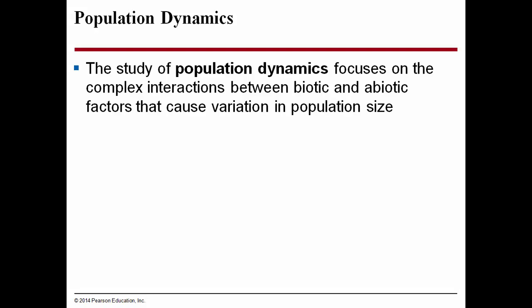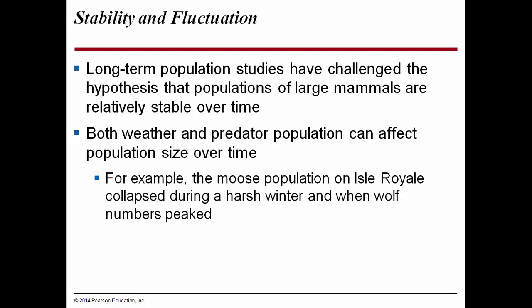The study of population dynamics focuses on complex interactions between biotic and abiotic factors that can cause variation in population size. Long-term population studies have challenged the hypothesis that populations of large mammals are relatively stable over time. Both weather and predator population can affect population over time. For example, the moose population of Isle Royale collapsed during a harsh winter when wolf numbers peaked. So that's an example of a predator-prey interaction.